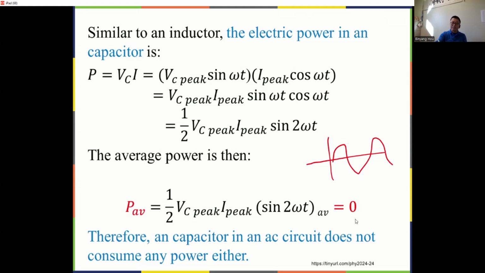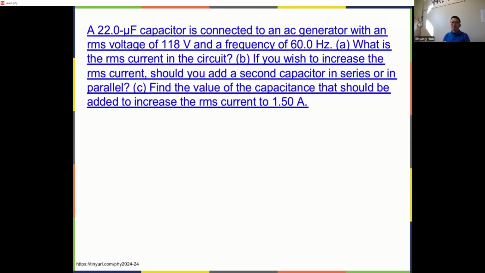All right. So let's take a look at this example here. It says you have the capacitor. So this is C of your capacitor.